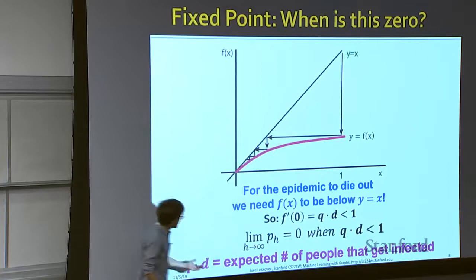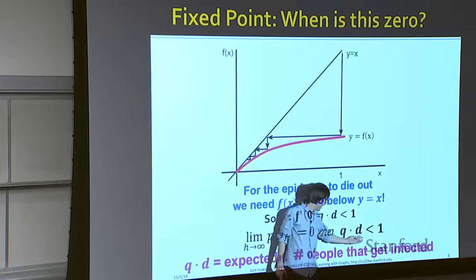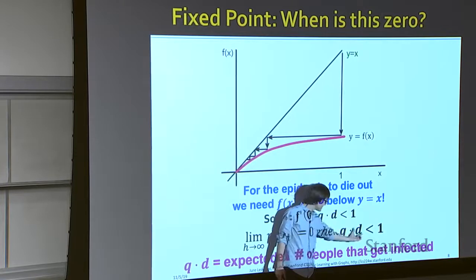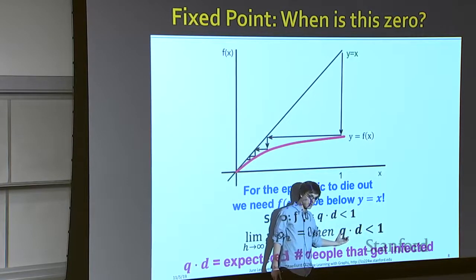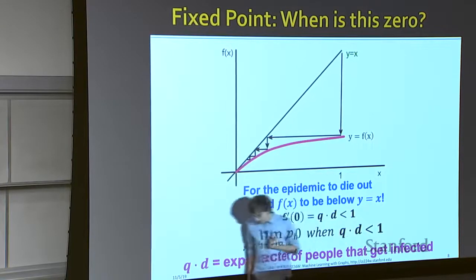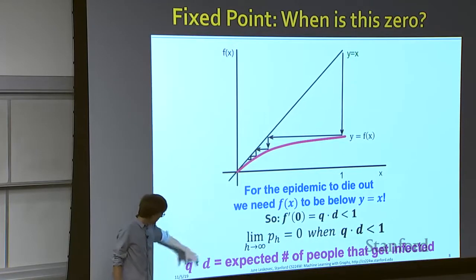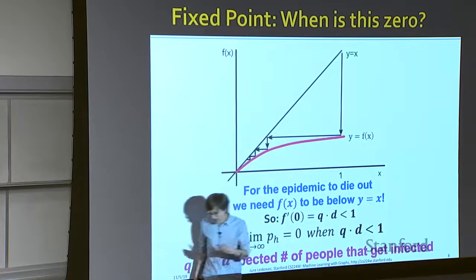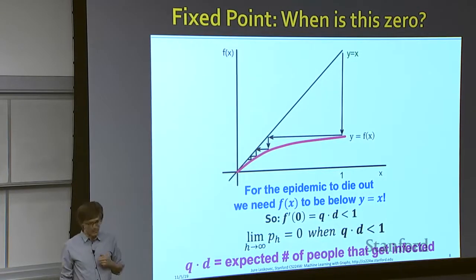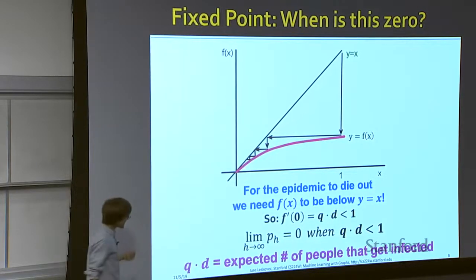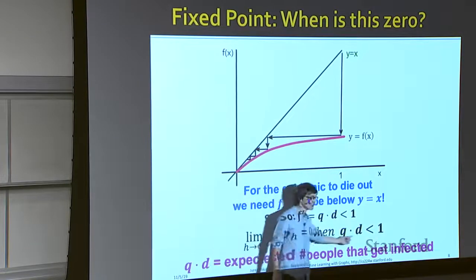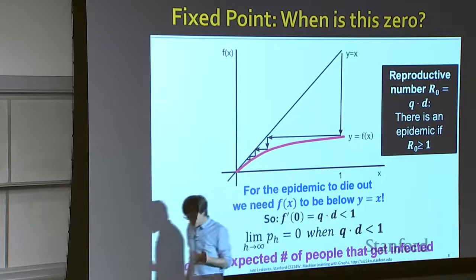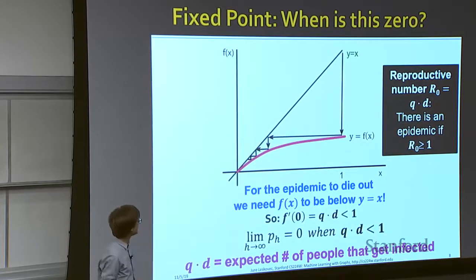So now you are like, okay, you derived this q times d. What does this mean? Actually, this is a very intuitive and simple result. This is the number of children, and this is the probability that you will infect a child. And q times d is the expected number of people that get infected by an infected person. And this is a super fundamental quantity of all diseases. It's called R0, the reproductive number of a disease.